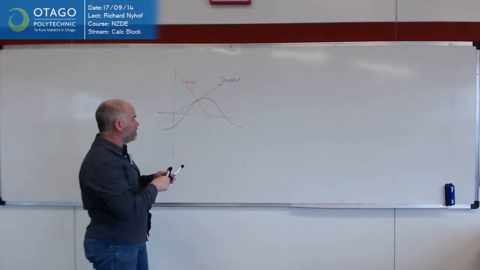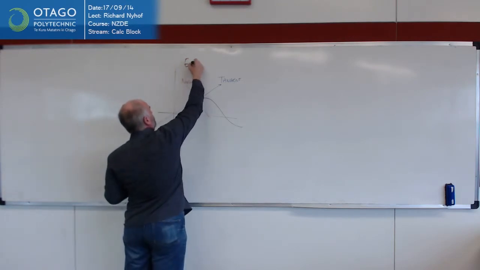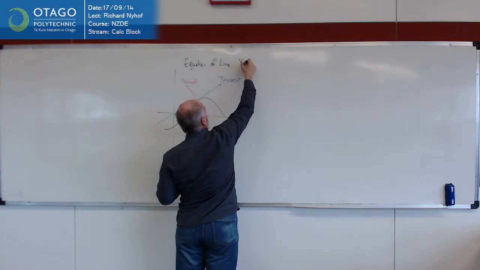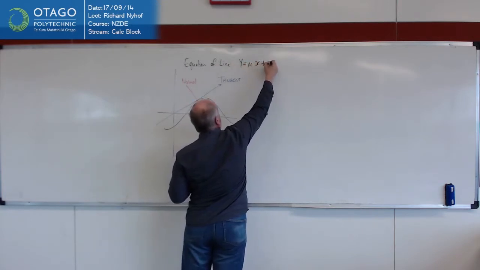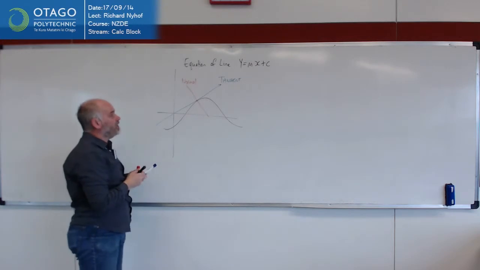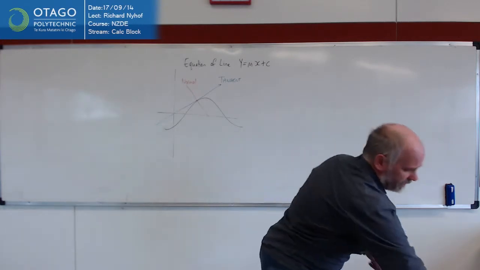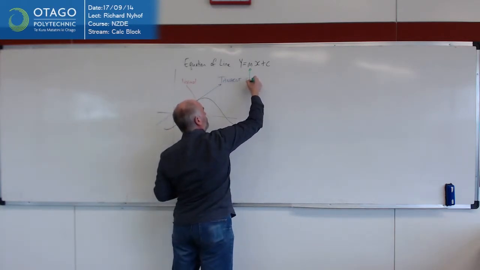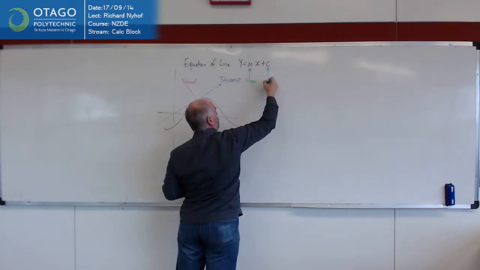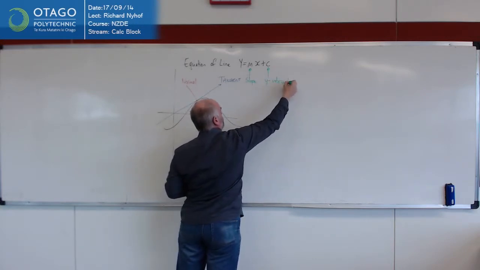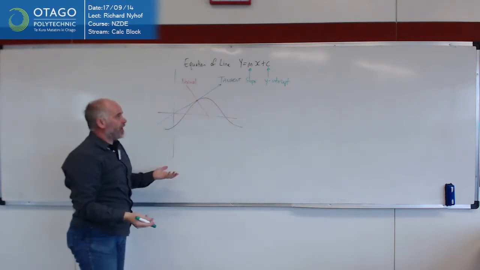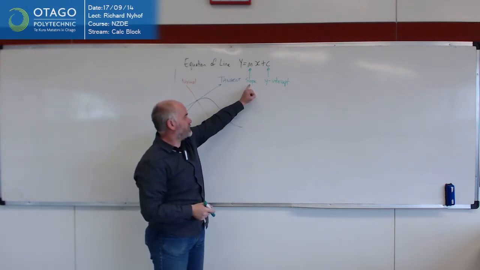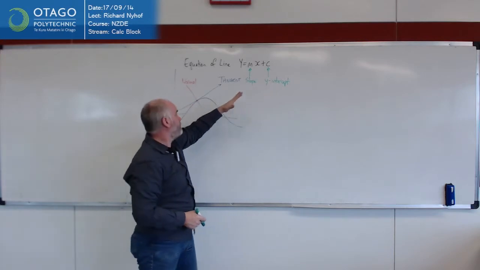Hopefully you can remember the equation of a line from algebra: y equals mx plus c. And you may even be able to remember back that far that m was the slope and c is the y-intercept. So to work out the tangent, we need the equation of a line, so we're going to have to work out the slope and the y-intercept for the tangent.